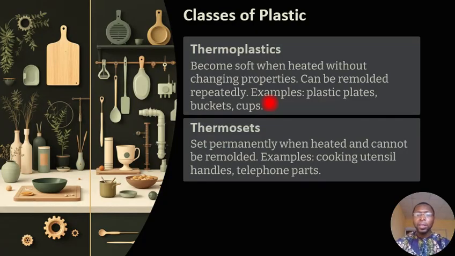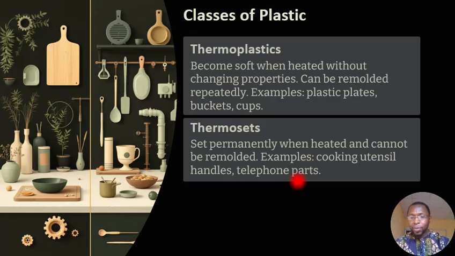The second class of plastic that we have is known as the thermoset. For this particular class, when you subject the plastic to heat, it cannot be remolded. Once you have subjected thermoset plastic to heat, you can never get any other shape from it again. Examples of such plastics are cooking utensils and telephone parts. So these are the two major classes of plastics that exist.